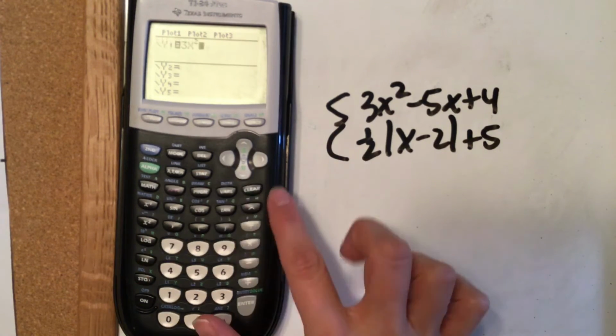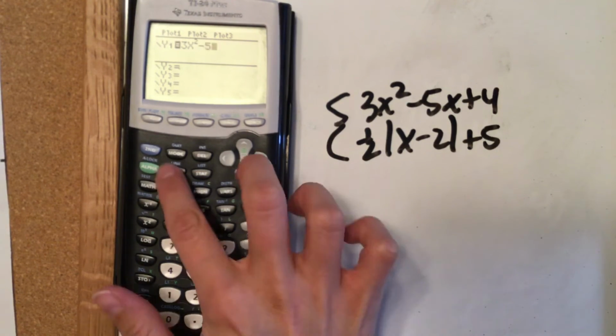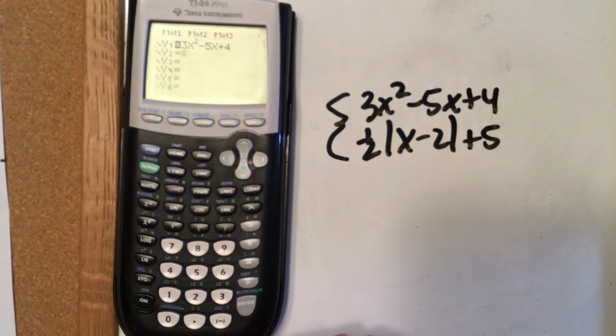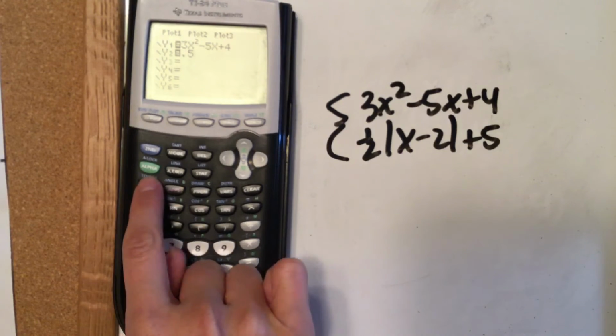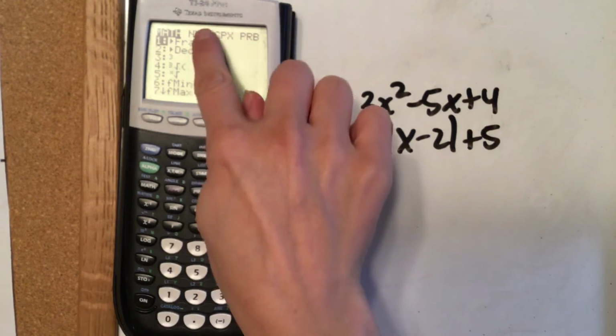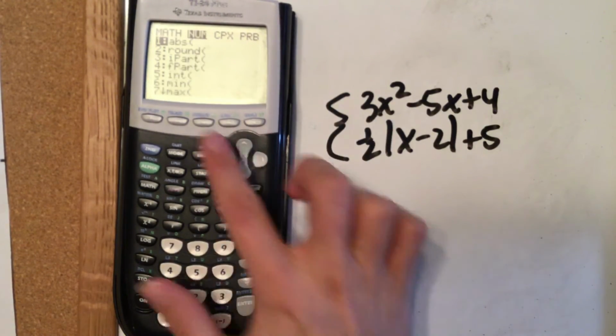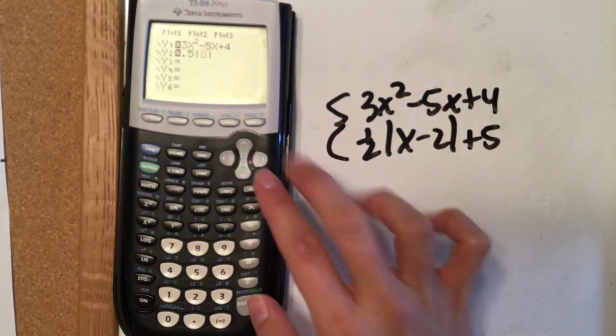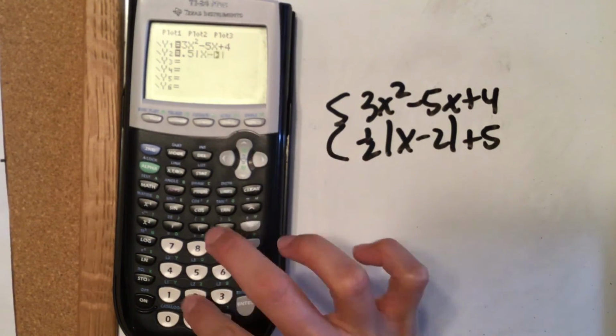So we're going to have 3x squared subtract 5x plus 4. And then I'm going to do the next one. I'm going to just use 0.5 because it's faster. Now to get to the absolute value, you're going to go to math. We want to go under number. And then it's the first one that says abs. So math num abs is what gets you to absolute value.